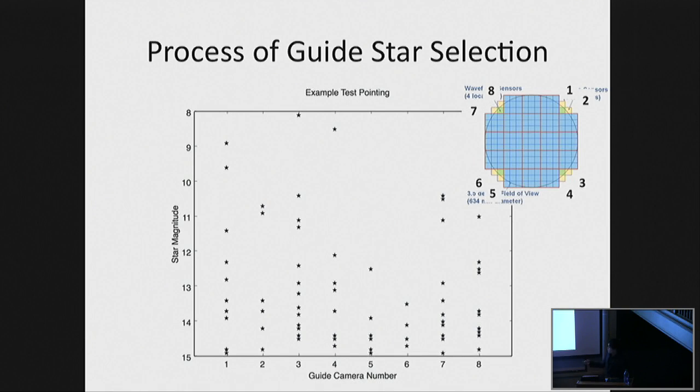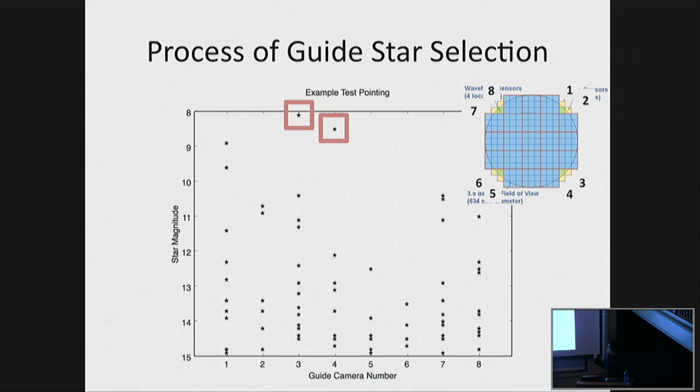And what each point means is, a point above guide camera 3 tells me that I found a star of that magnitude within the field of view of that guide sensor. And so for this hypothetical process, I'm going to say that there's no saturation concern, and so I'm just looking for the brightest possible guide star. And that happens to be in guide camera 3. And so that's my first guide star. And then the second brightest is in guide camera 4.